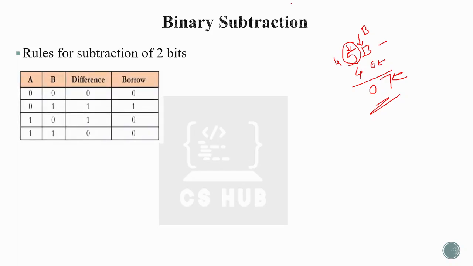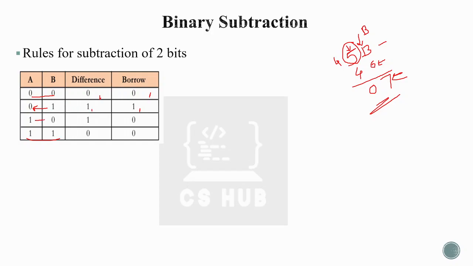Now let's look into the rules for subtraction of 2 bits. A and B are the bits. These are the combinations of 2 bits. When we subtract 0 from 0, our difference is 0 and our borrow is also 0. There is no borrow, right? When we subtract 1 from 0, 1 is a bigger number and 0 is a smaller number. Of course, we cannot subtract a bigger number from a smaller number. So what to do? We have to borrow a bit. Here comes the borrow: borrow is 1. And the difference is, of course, 1.